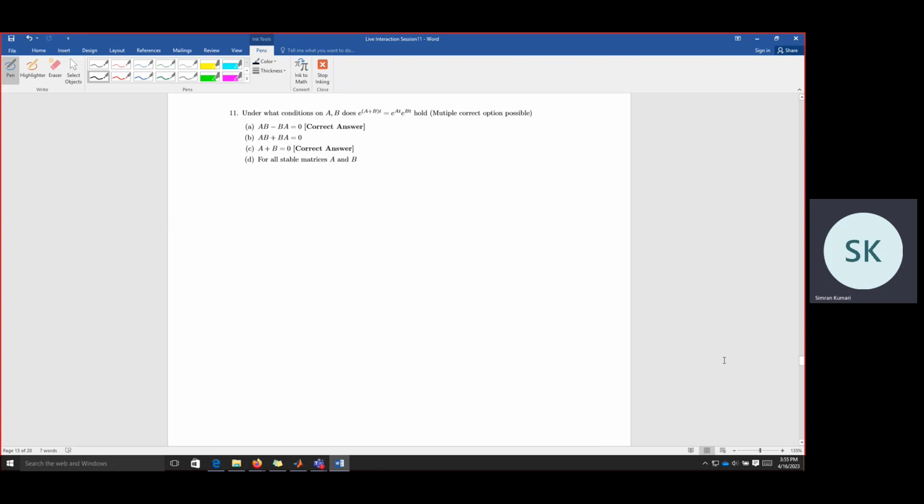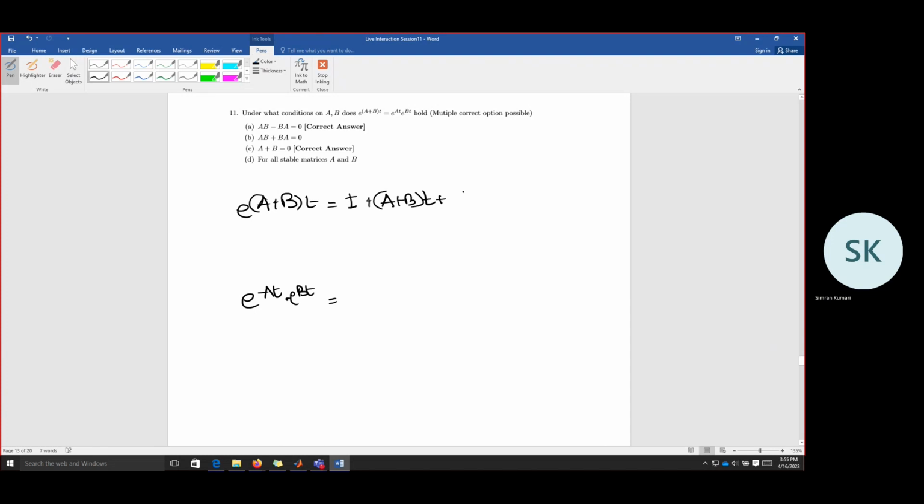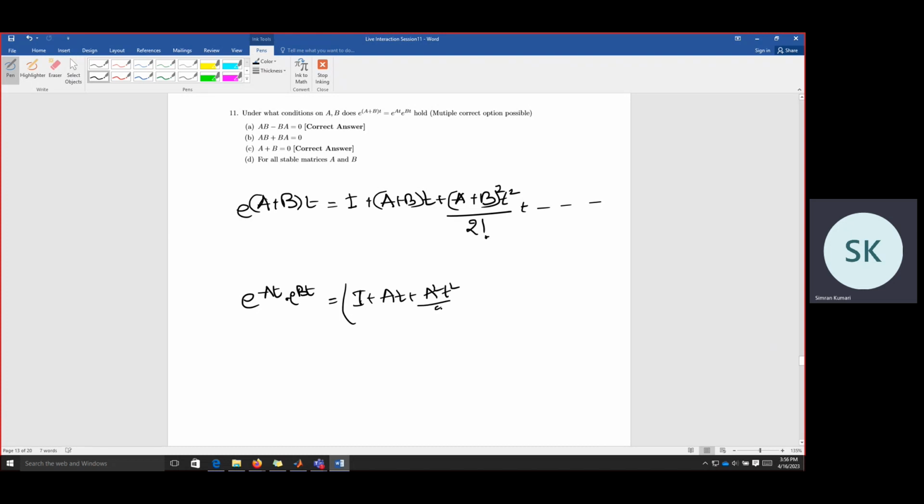Okay. Now the question is, under what condition on A and B matrix does this hold? So we have e to the power (A plus B)t, and we have e to the power At multiplied by e to the power Bt. So what would be the expansion of this one if we try to find out? This will be I plus (A plus B)t plus (A plus B) squared t squared by 2 factorial, and this will be carried out. Similarly, for this one, we'll expand individually for each term. So this will be I plus At plus A squared t squared by 2 factorial, and like this.